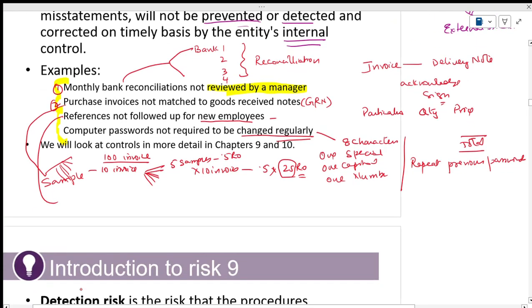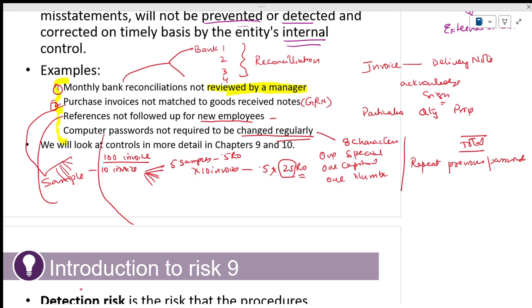References of new employees, individually and aggregate. Computer passwords, individually and aggregate. We should not think about just one. Now I will give another clear idea. You are talking about the computer. Computer passwords have to be changed by default.